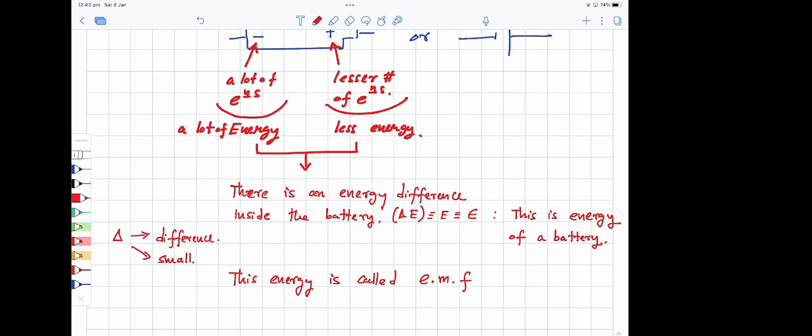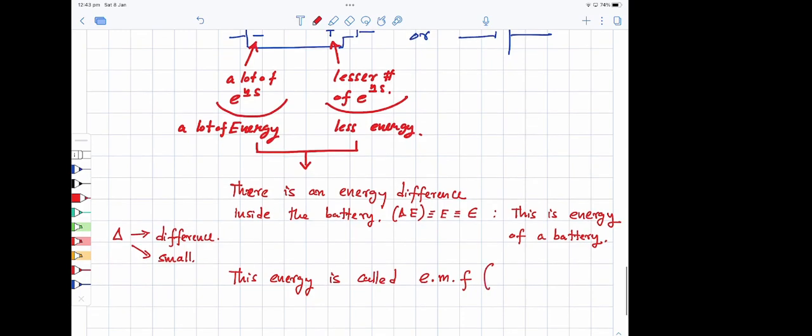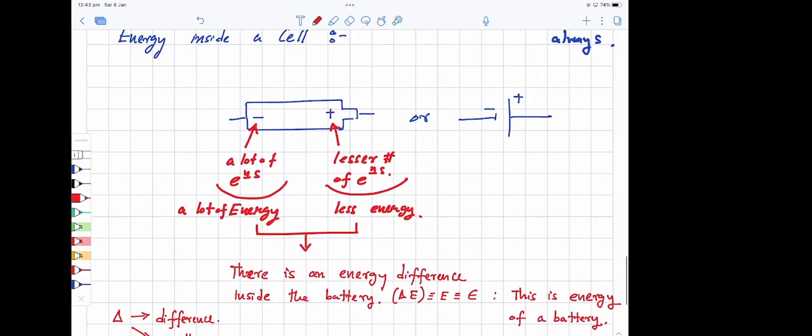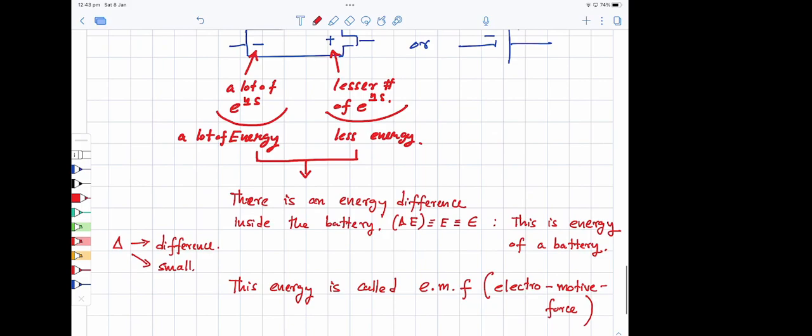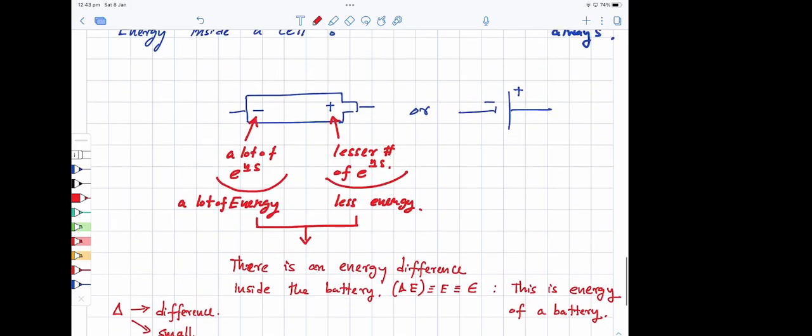What is EMF now? EMF means electromotive force. EMF means electromotive force. Okay. That's pretty good. Any questions so far? No? All good? Tanuri, you all good? I can't see you. Yeah, okay.